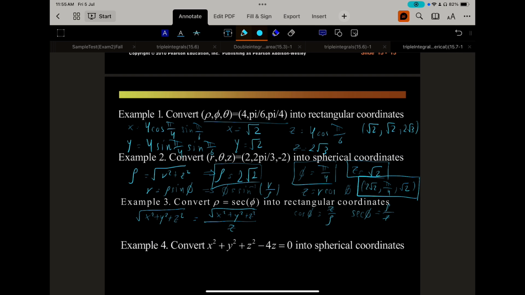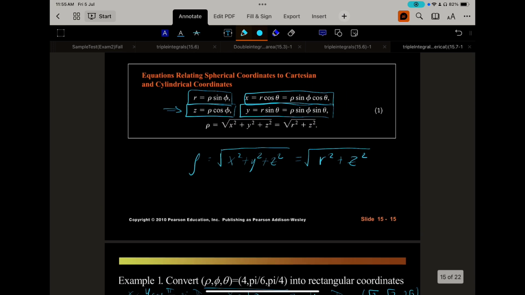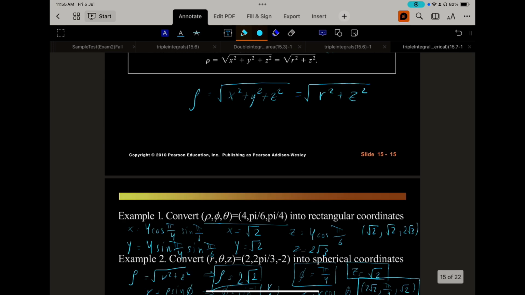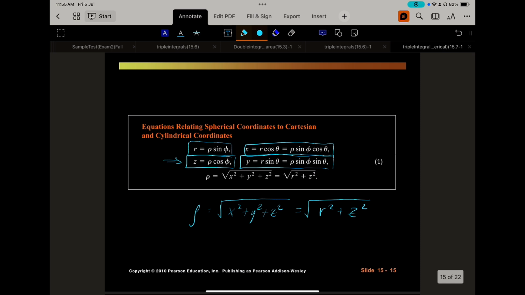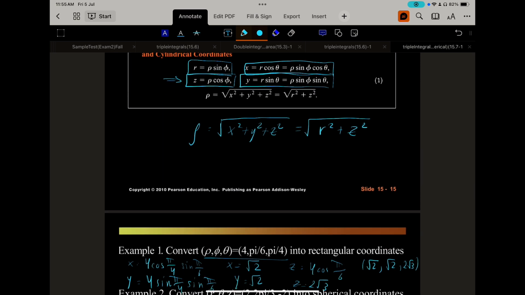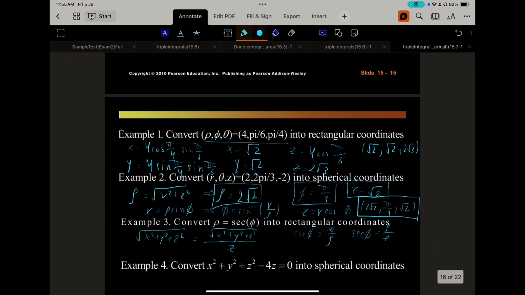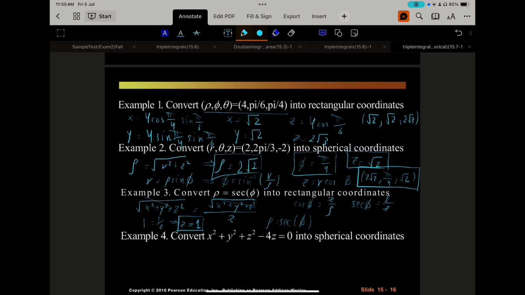Now I think we can cancel some things. So now secant phi is just xy squared. Secant phi is z over rho, cosine phi is z over rho, which is rho over z. Then we can cancel these, so we get 1 equals 1 over z, or z equals 1. So we converted this equation, rho equals secant of phi, into rectangular coordinates, and it is just the plane z equals 1, which is interesting.